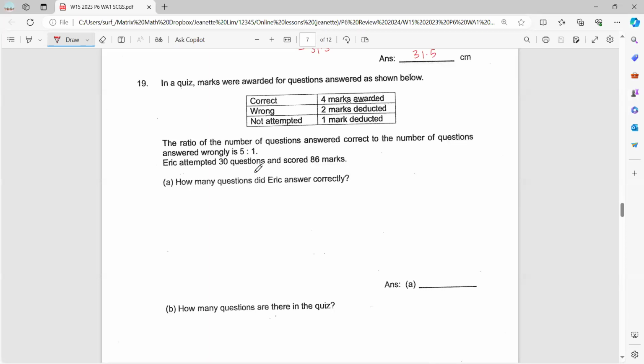So what we do know is that he tried 30 out of those. 5 units are correct, 1 unit is wrong. So correct to wrong, 5:1, total 6 units. So 6 units are 30 questions. This is what he attempted.